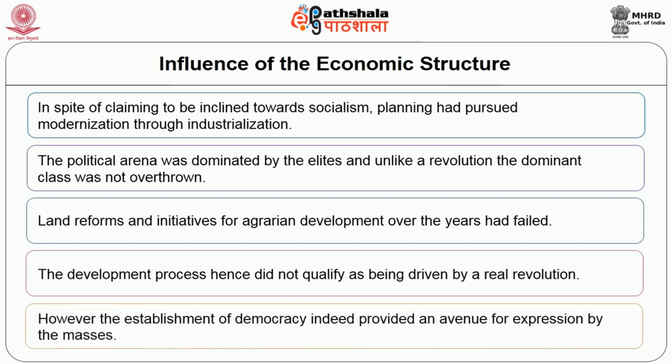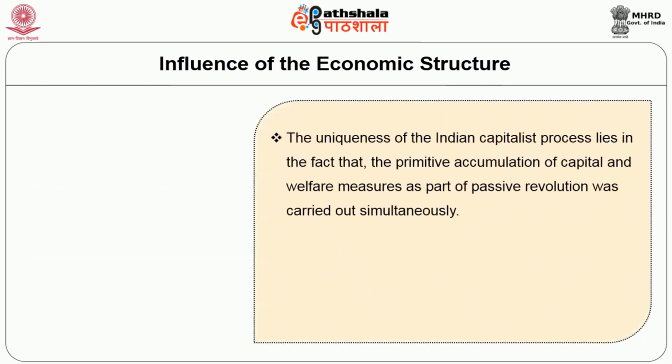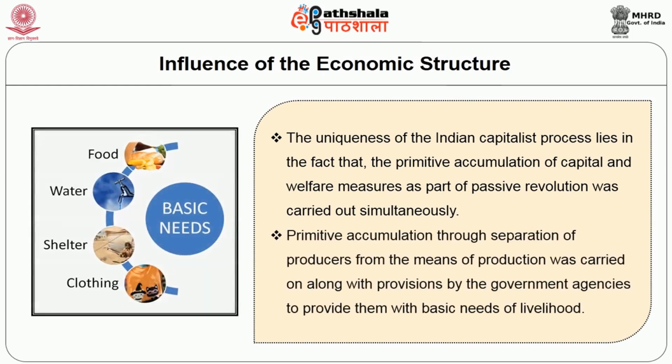However, the establishment of democracy indeed provided an avenue for expression by the masses. The uniqueness of the Indian capitalist process lies in the fact that the primitive accumulation of capital and welfare measures, as a part of passive revolution, were carried out simultaneously. Primitive accumulation through separation of producers from the means of production was carried on along with the provision by government agencies of basic needs of livelihood.